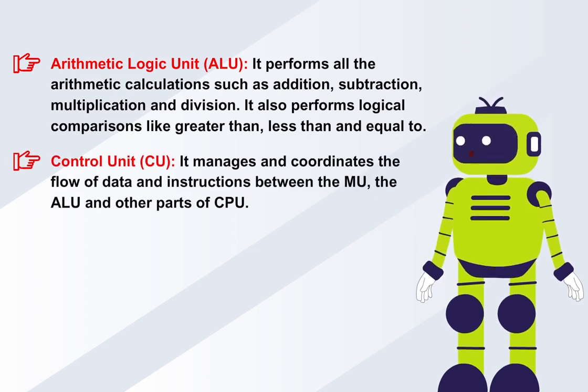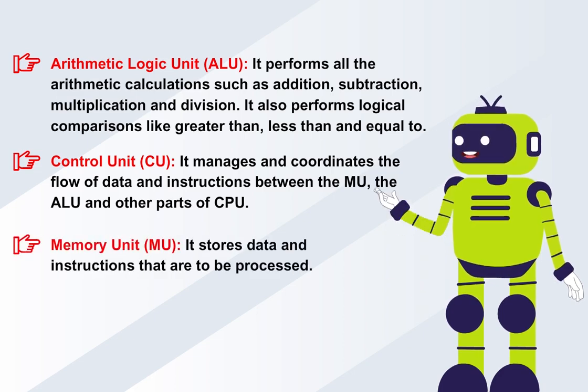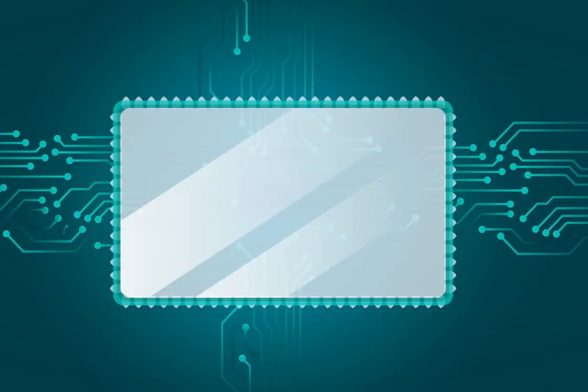Control Unit, CU. It manages and coordinates the flow of data and instructions between the MU, the ALU, and other parts of CPU. Memory Unit, MU. It stores data and instructions that are to be processed.